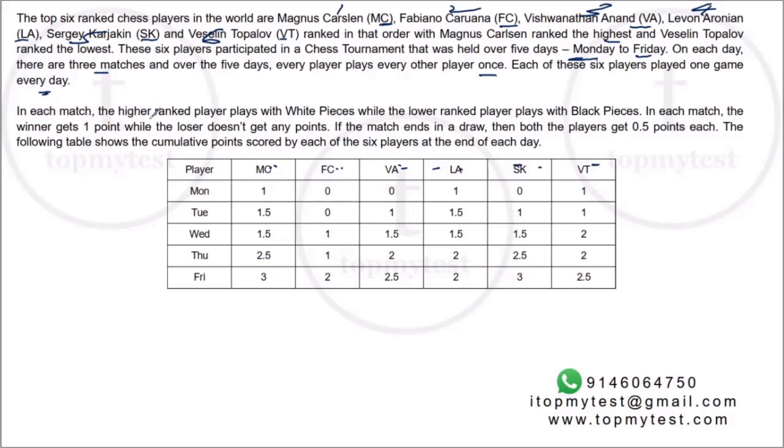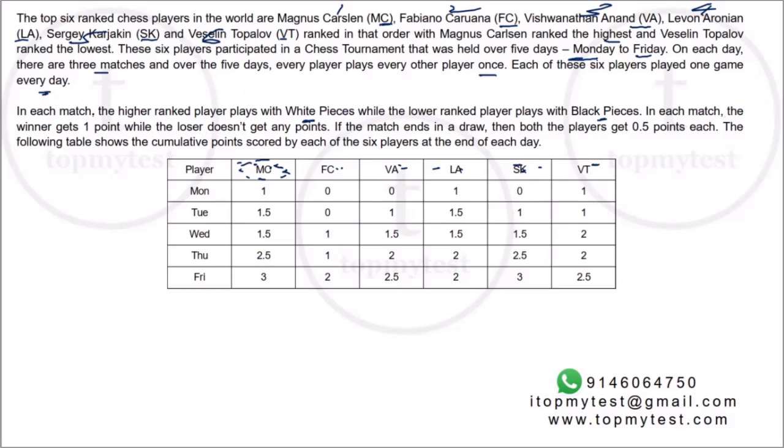Okay, in each match, the higher rank player plays with white pieces and the lower rank player plays with black pieces. Now, MC is the highest rank player. So in every match, he's going to be the highest rank player. So he's going to play with white pieces all the time. Similarly, VT is the lowest rank player. So every match that he plays, he's going to play with black pieces, right? So match with FC and VA, FC will play with white. The match between SK and VA, VA will play white. Right, so all these cases are given to you.